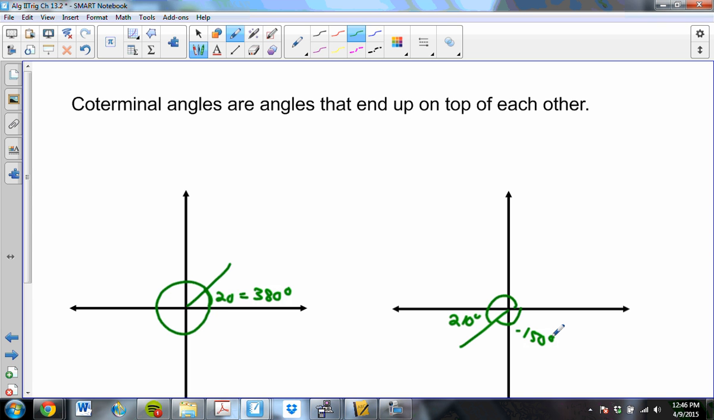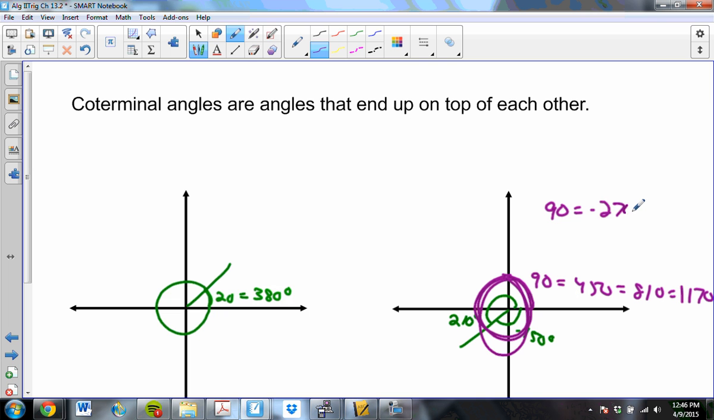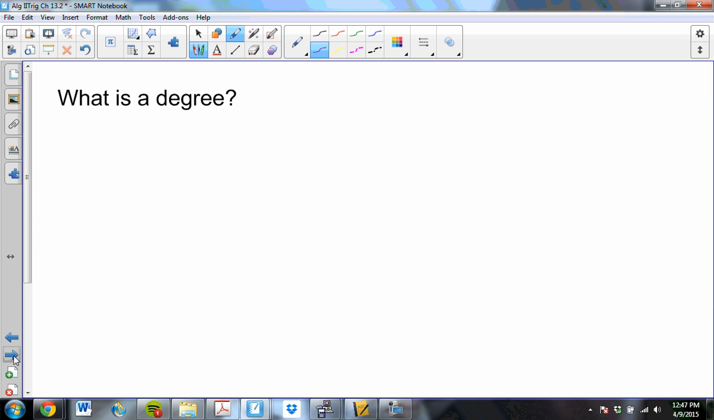Now there's an infinite number of coterminal angles. I mean, if you think about something that was at 90 degrees, that's going to be coterminal with another 360, which makes it 450. And I can go another 360, which makes it 810. And I can keep on adding 360s as often as I want. So there's an infinite number of coterminal angles, and I also could have gone in the negative direction. 90 is the same as negative 270. So coterminal angles are angles that end up on top of each other. They end up in the same spot.